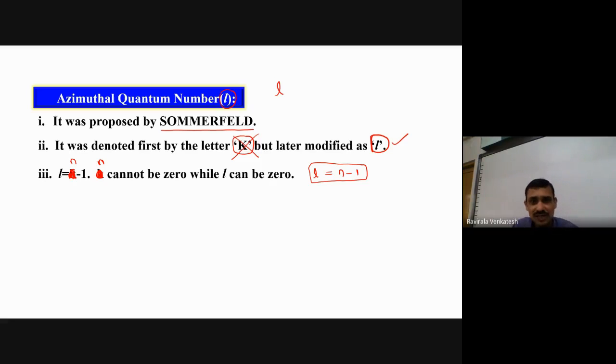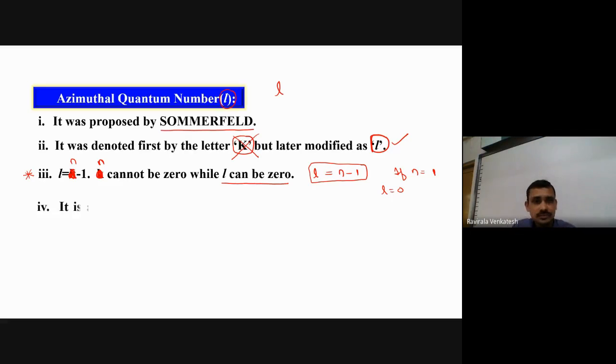Okay. N cannot be 0, but L can be 0. Why? Because you substitute 1. If N is equal to 1, it means first orbit, right? Now substitute in this one, L will definitely be 0 here. So L can be 0. This type of question will come in the MCQs. Which of the following is the correct option or wrong option, like that they will ask. N cannot be 0, but L can be 0. I will explain why it is 0 in the next step. But you just remember L can be 0 also, but not negative. It starts from 0 onwards, right? This is the main important point you need to remember.